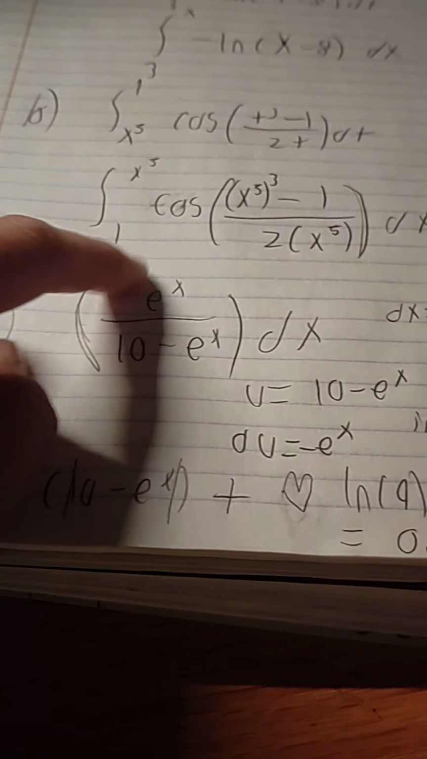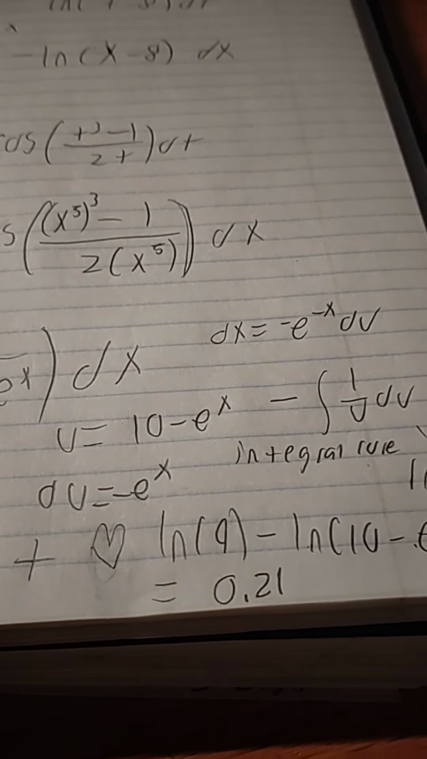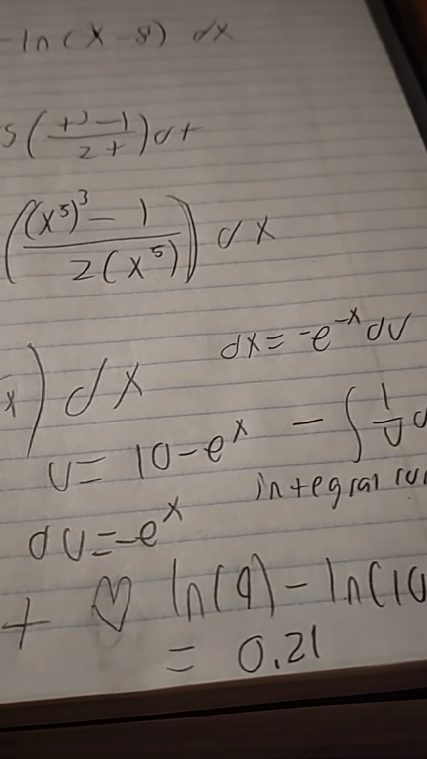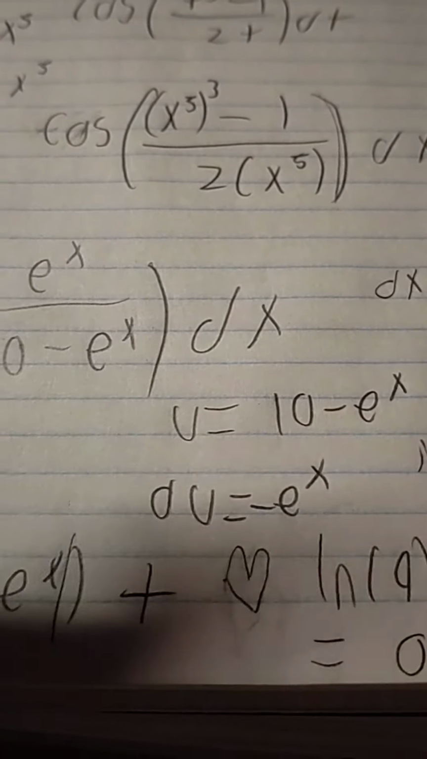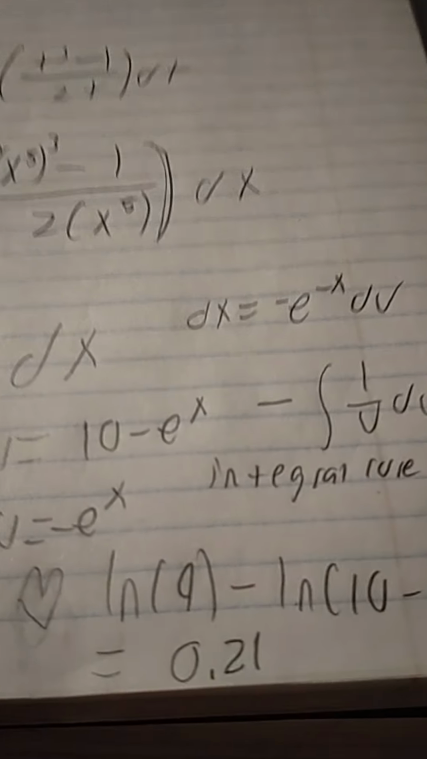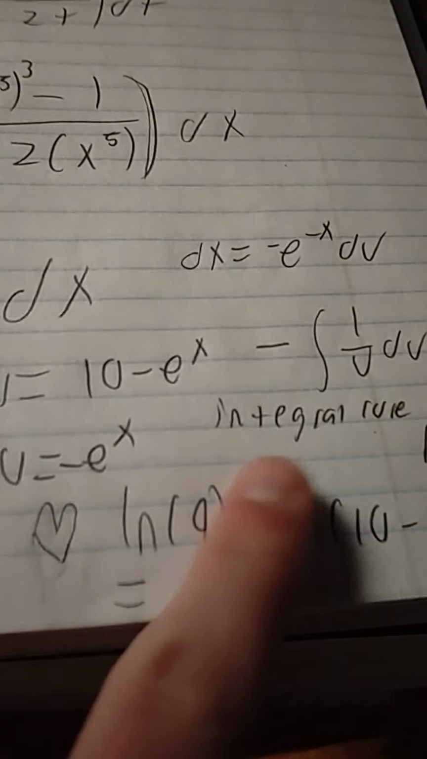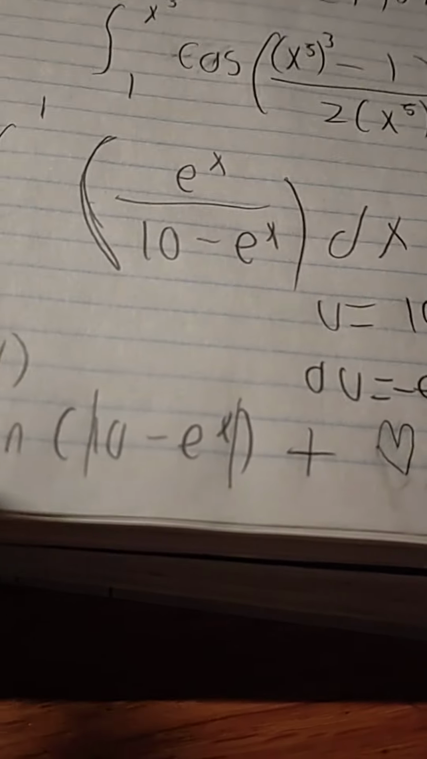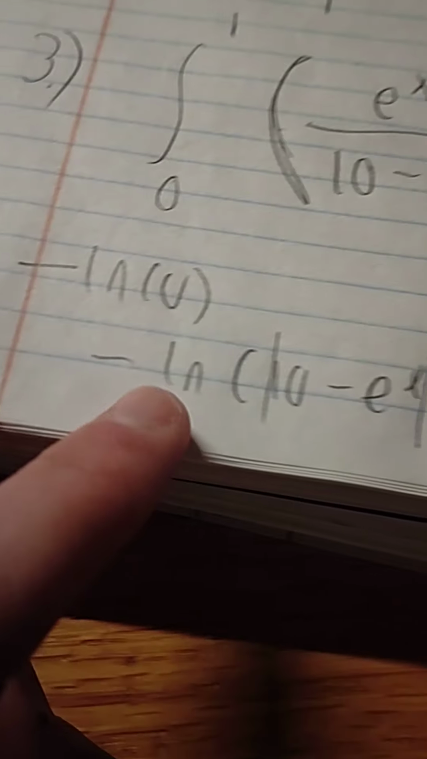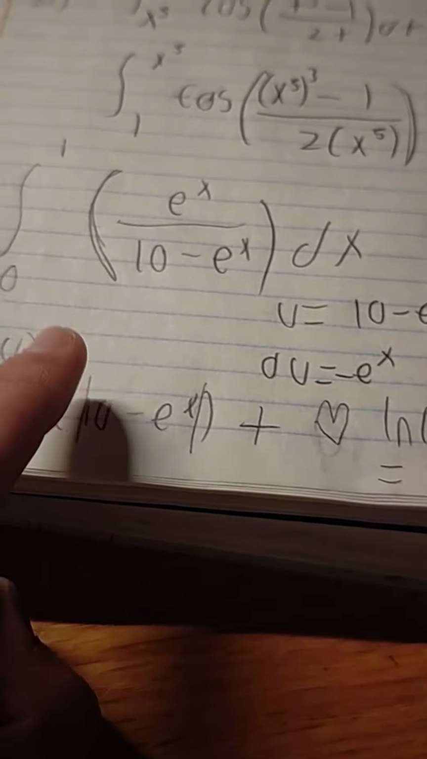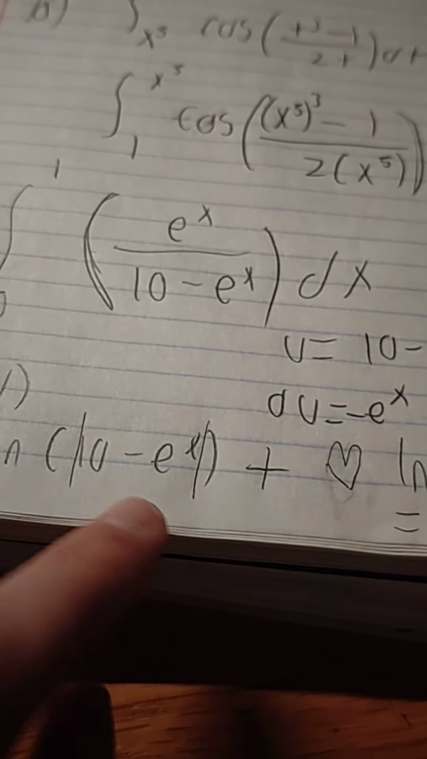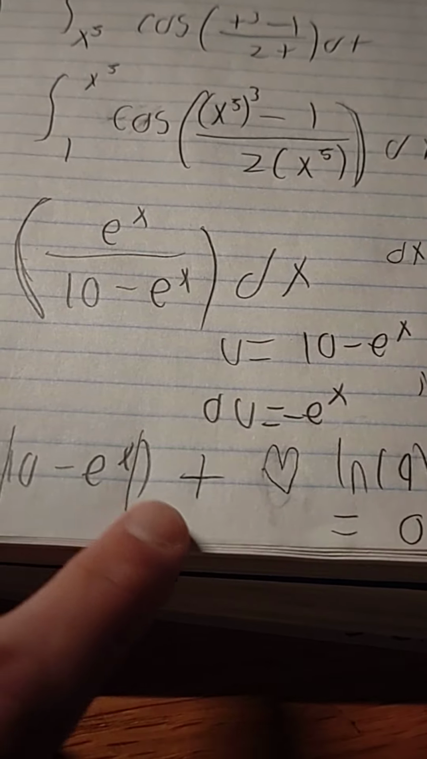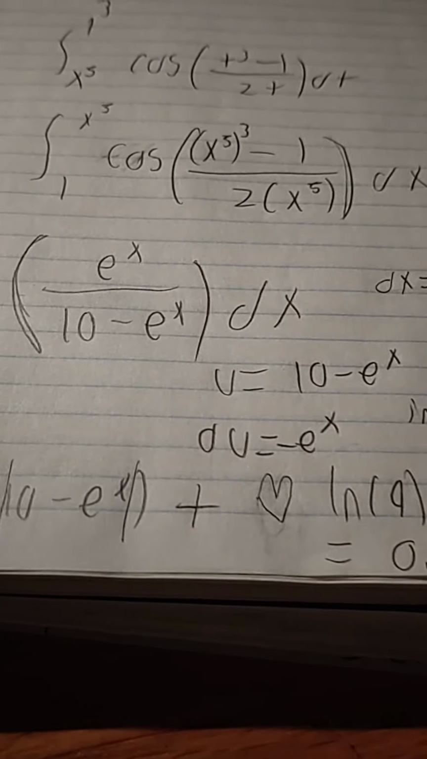Because of the negative e to the x, it will be 1 over u itself, so 1 over u, which equals ln u. And because it's also negative, we have negative ln of the absolute value of 10 minus e to the x, plus the constant.